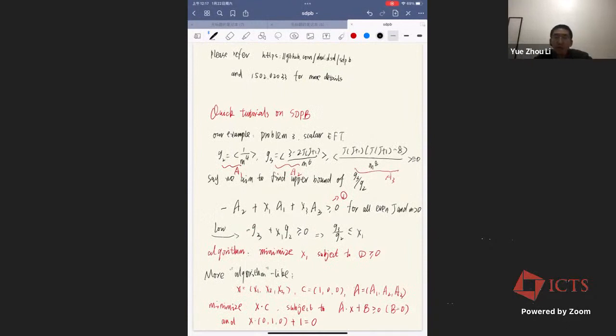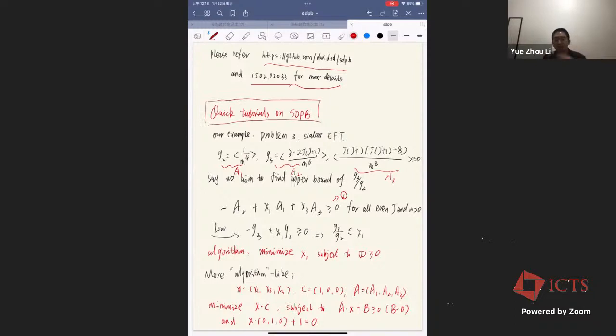Yeah, so now let's move to really think about linear programming and even SDPB. If you want to know more details, please refer to this website, github.com from David Simmons-Duffin. There are very detailed descriptions of the menu of SDPB, how to install SDPB, how to use SDPB and so on. And even some source code you can find there. Also, you can take a look at this paper from David Simmons-Duffin and maybe some other people for more details about SDPB. Yeah. So let's start a quick tutorial on SDPB.